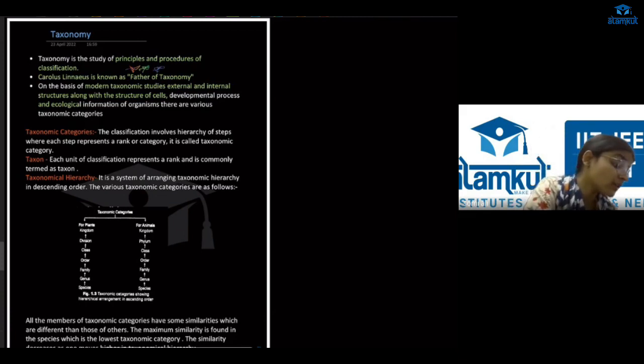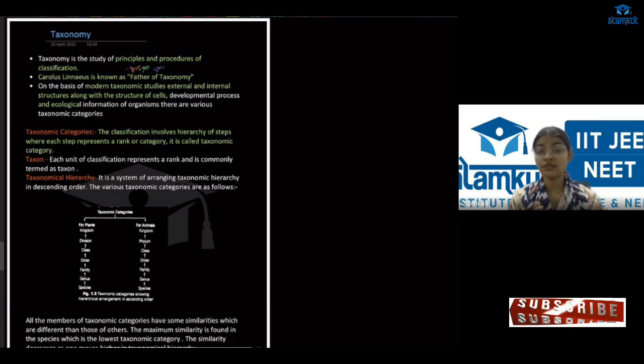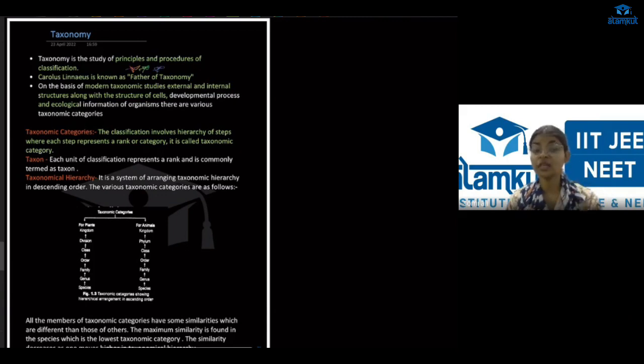Now, what is taxonomic category? The classification involves a hierarchy of steps where each step represents a rank or category. It is called taxonomic category. Means there are certain kinds of steps under which we have to place a certain organism for classification, and the classification starts from domain. There are three domains: eubacteria, eukarya, and archaebacteria. Under the domains then come kingdom, phylum, class, order, family, genus, species, everything. These are the hierarchy under which each and every organism has been placed. So this is also called taxonomic category. It is the particular category where we place each and every organism.